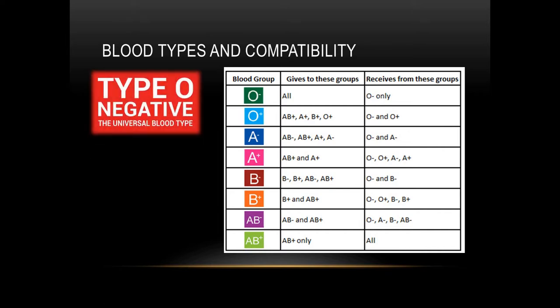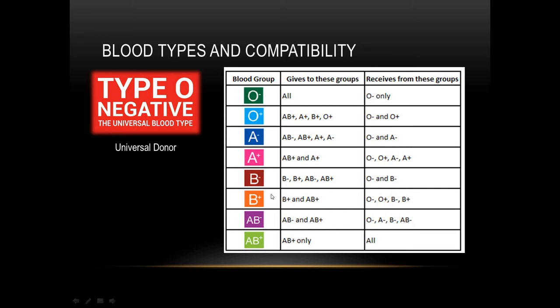So as most of us are aware, type O negative is the universal blood type. They're the universal donor. They can give blood. O can be given to anybody, and since they're O negative and have no RH factor, it can be given to any of these other blood types.